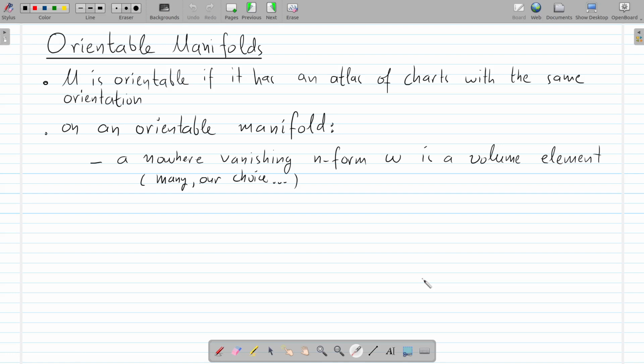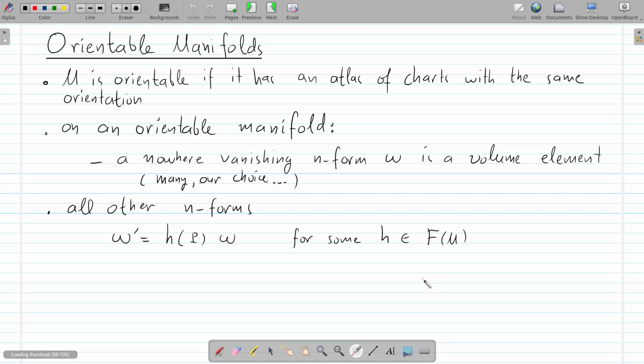So, if we have an orientable manifold, though, then there is a nowhere vanishing n-form omega, and that can be chosen to be the volume element. And we know that there are an infinite number of those, so the choice of volume element is something that depends on our taste. And we can see that because any two forms are related to each other by just multiplying one by a function on the manifold M.